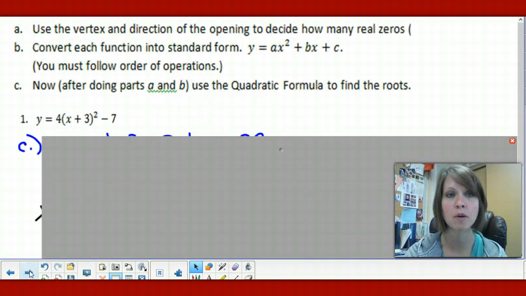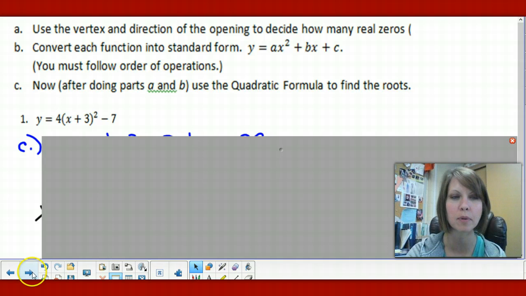The next part, part C, now after doing parts A and B, use the quadratic formula to find the roots. I may get cut off in between this as 4th period starts, so I might be pausing this in the middle and picking back up later. Just an FYI, if it feels a little weird for a second.